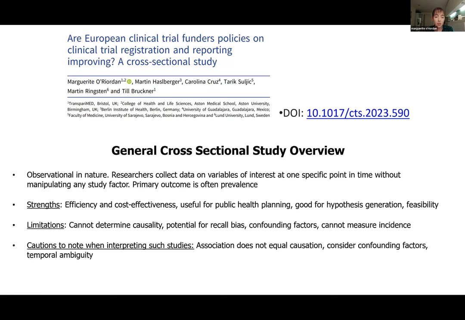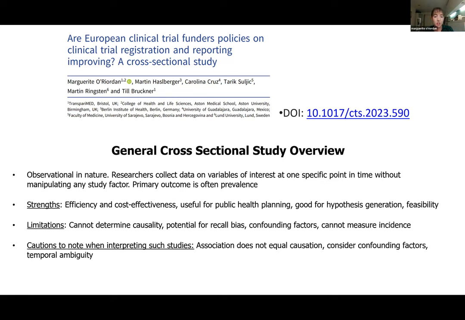In terms of the strengths of these types of studies, there is efficiency and cost effectiveness: data is collected at a single point in time, so it's both fast and cost effective. Also, they're useful for public health planning as they provide a snapshot of a population's health status, which is of course useful for health policy and planning. They're also good for hypothesis generation. While they can't establish causality, they can highlight associations that warrant further exploration in other study designs. And lastly, feasibility is another thing to consider. I don't want to spend too long on this.